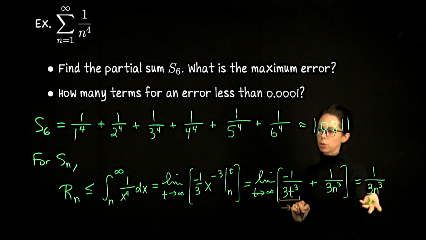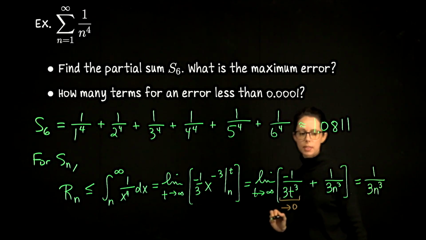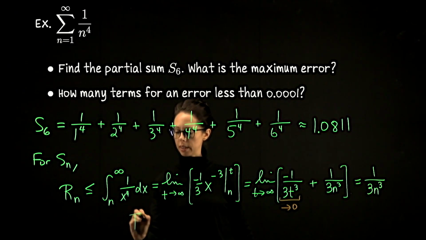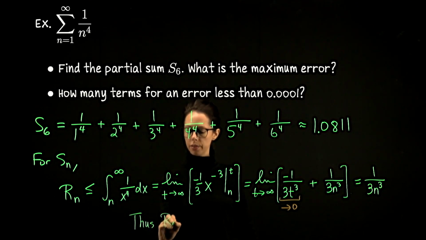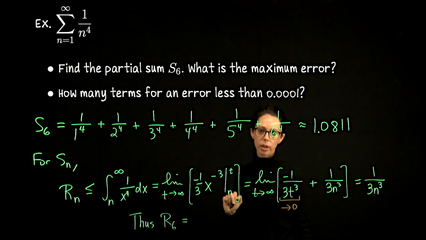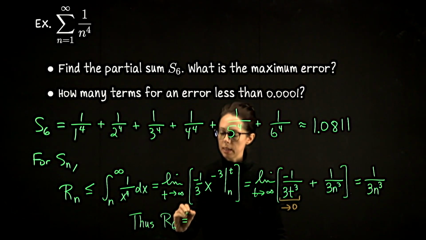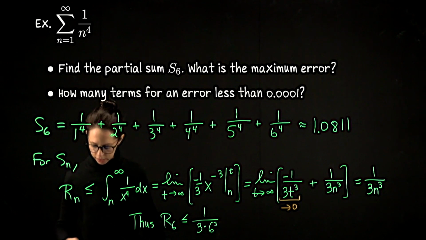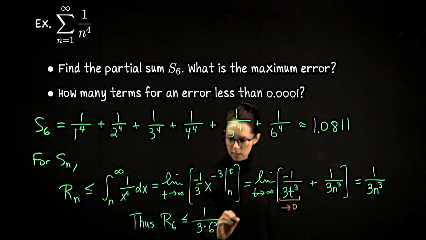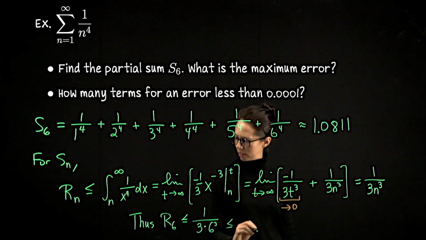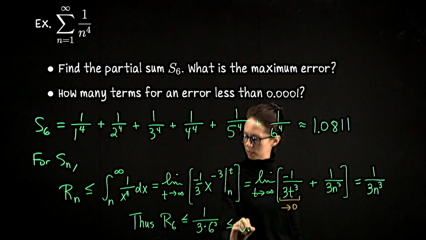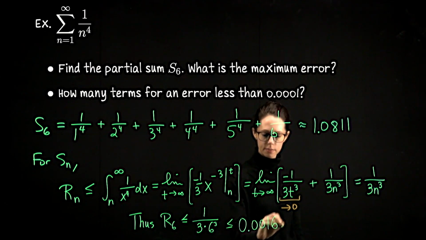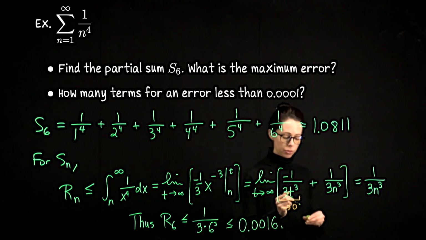This would allow us now to do the remainder for any partial sum, including s sub 6. So down here I'll say thus, the remainder for our sixth partial sum is less than or equal to 1 over 3 times 6 cubed, which, if I computed this correctly earlier, is, I can't remember if I rounded down or up, but this is about 0.0016. So it's pretty close.